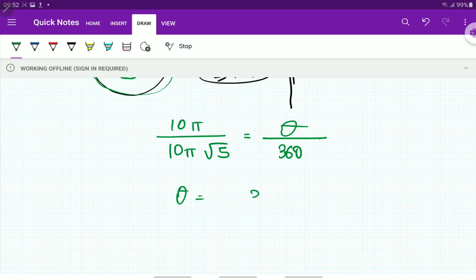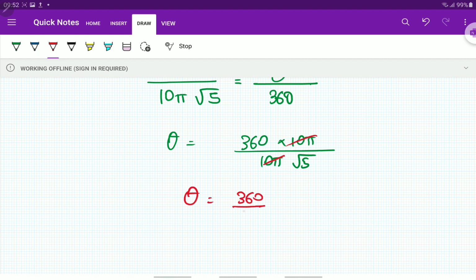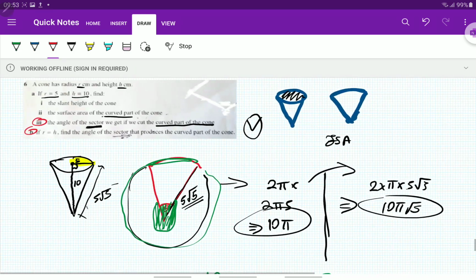So theta is equal to, let's take 360 to the other side, 360 into 10 pi over 10 pi root 5. Now, carrying this out, we can strike out 10 pi and 10 pi. So theta is simply equal to 360 over root 5. So in our case, theta is equal to 161, not centimeters, 161 degrees. Okay. That is what the question asks us to do.